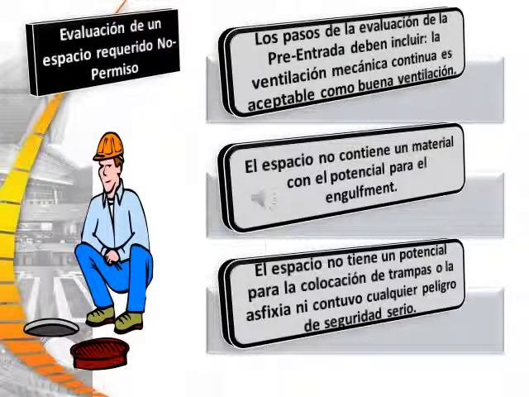Pre-entry evaluation steps should include that continuous mechanical ventilation is acceptable, the space does not contain a material with potential for engulfment, and the space does not have the potential for entrapment or asphyxiation or contain any serious safety hazard.